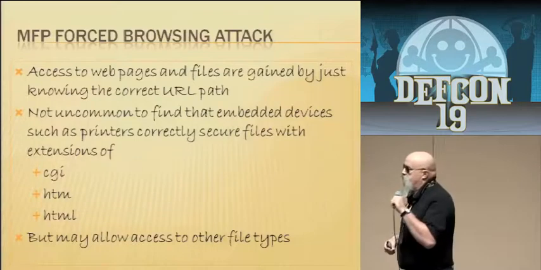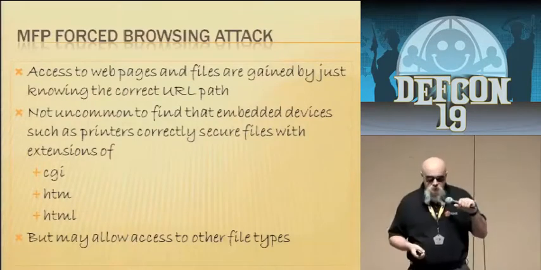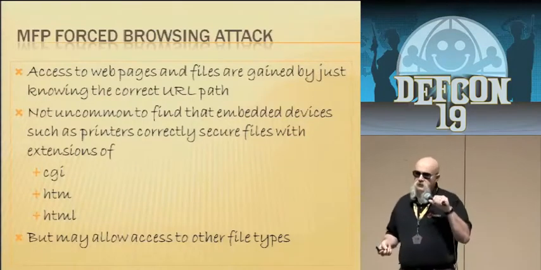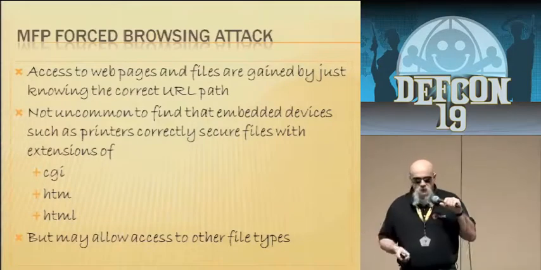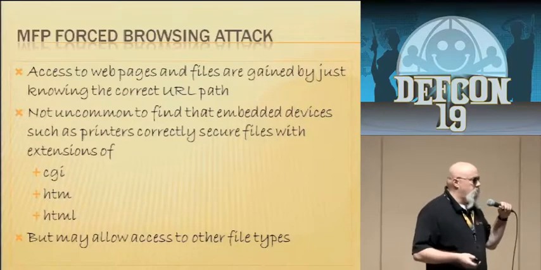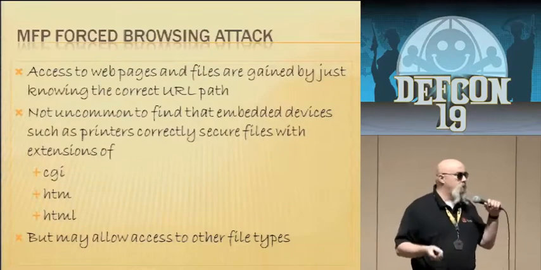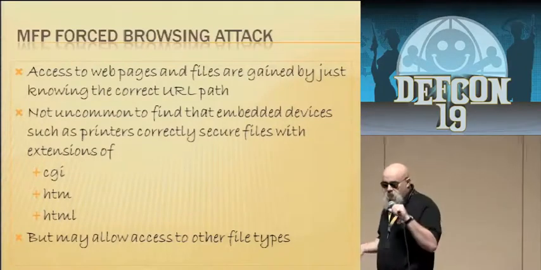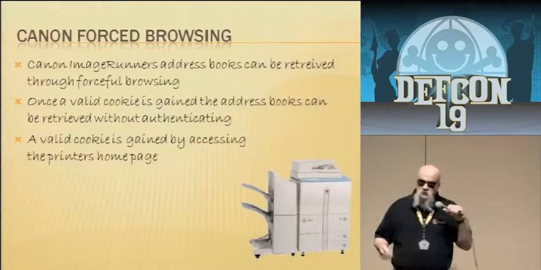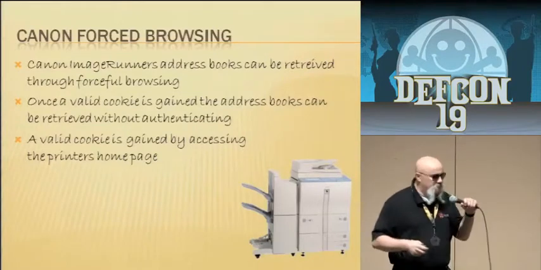One of the things I've noticed over many years of looking at embedded devices and multifunction printers is a lot of times they will properly handle security on file extensions that are standard, like .cgi, .htm, .html. But if it's a non-standard type file extension, on a lot of printers and a lot of embedded devices, you can actually just query for that and it'll give it to you without any requirement for authentication. So what we want to look at is the Canon. What's interesting about the Canon printer, we're going to be looking at the address books on this device.